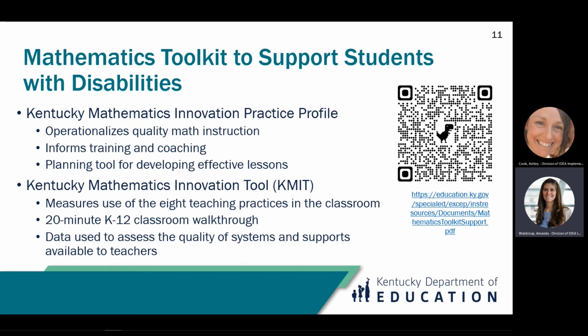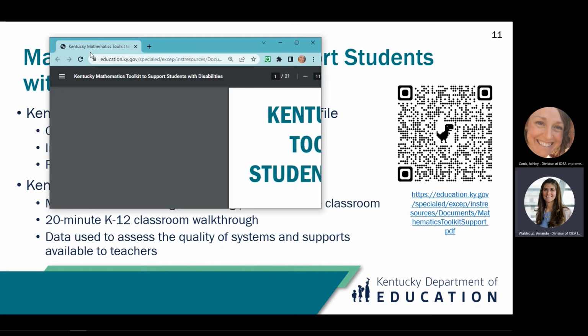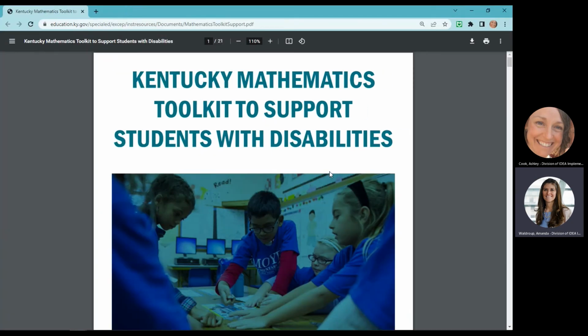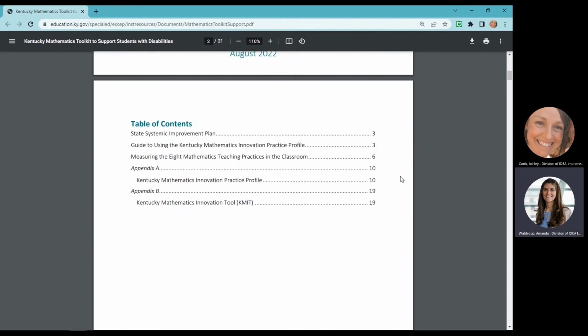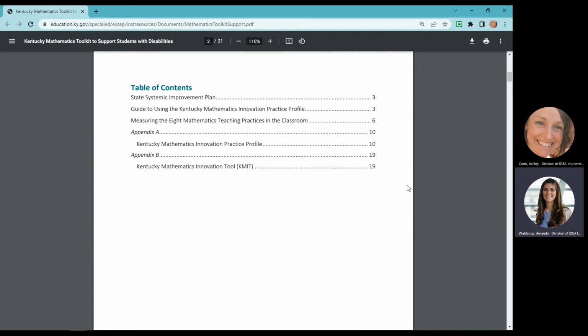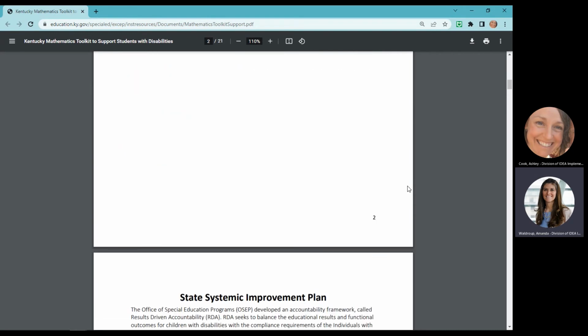You can access the toolkit at the QR code on the screen or by typing in the link that is also available on the screen. So now we're going to share with you the toolkit and show you the tools that are available within it. First, if you scroll down within the toolkit, you'll see the table of contents, which gives you a quick overview of what's in it.